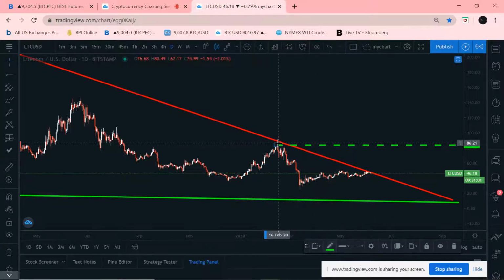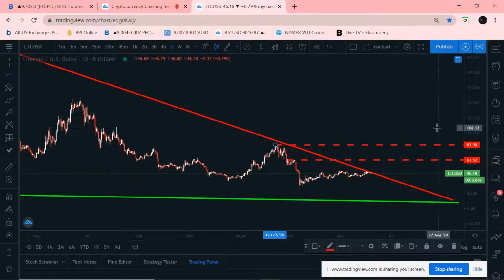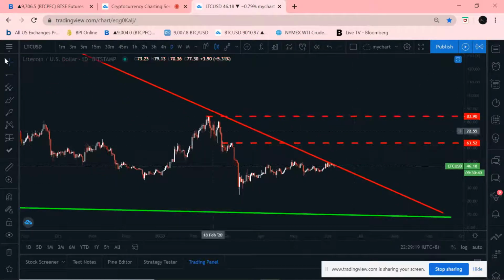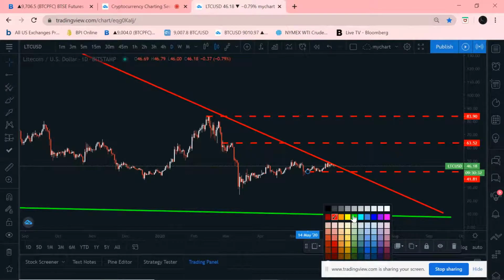Wait, is that 83 or this one? Yeah, let's check it first. Around this 63 area. That's one first before the 83. So if it breaks that area, of course, welcome to around $83. Of course, the support we're looking at is this area, actually around 41 or 42 level.